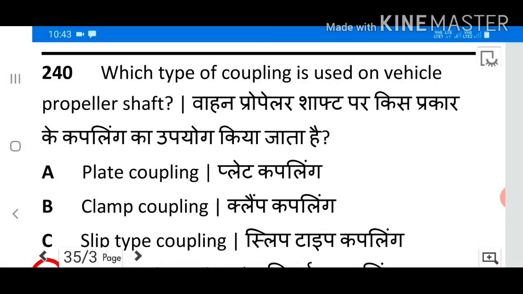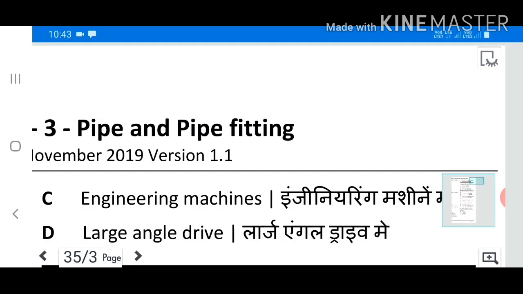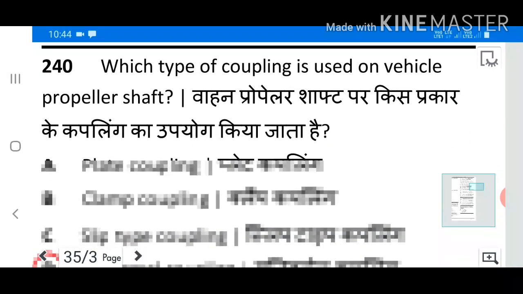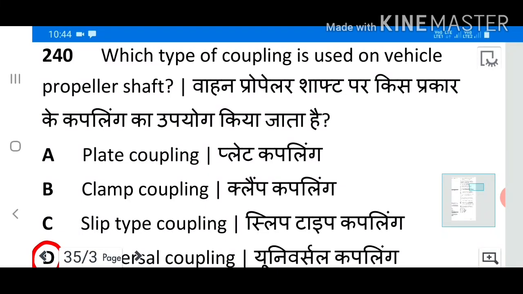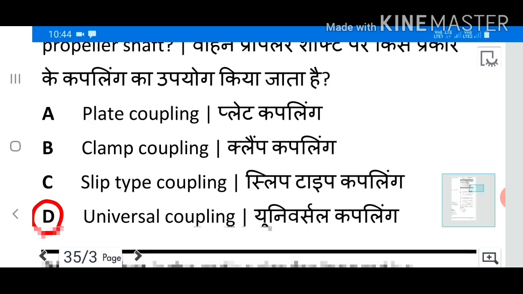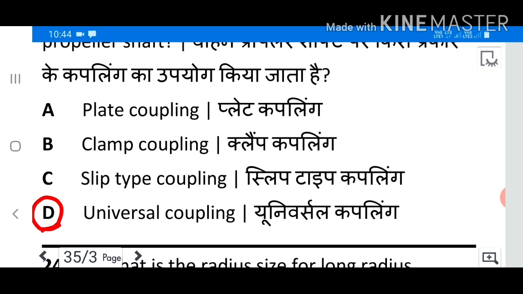Question number 240. Which type of coupling is used on vehicle propeller shaft? Answer D. Universal coupling.